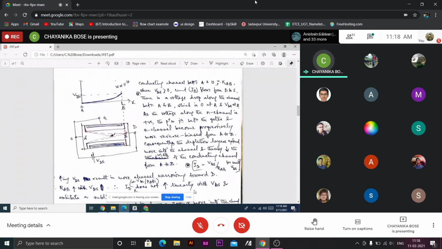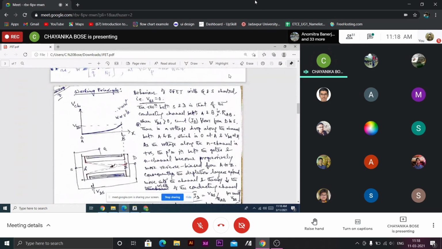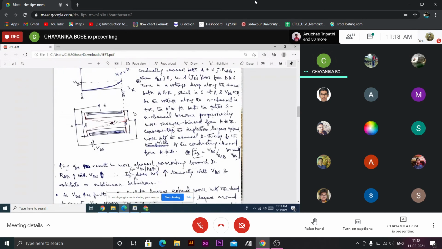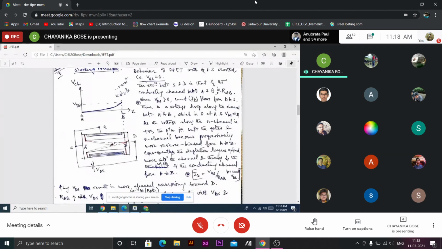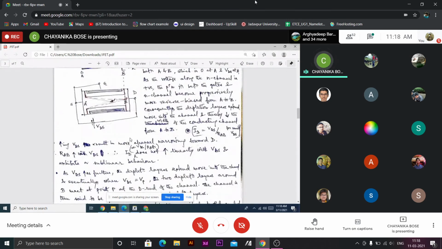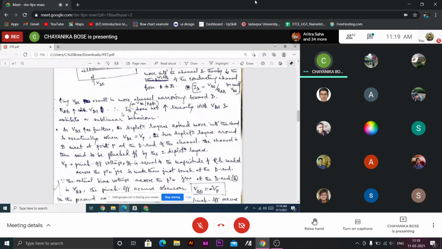So far I discussed the situation when gate was shorted to source. VGS was 0. Now we will apply some gate voltage in the gate, and since gate is P plus here, our purpose is to reverse bias the gate channel junction. So gate must be always negative.